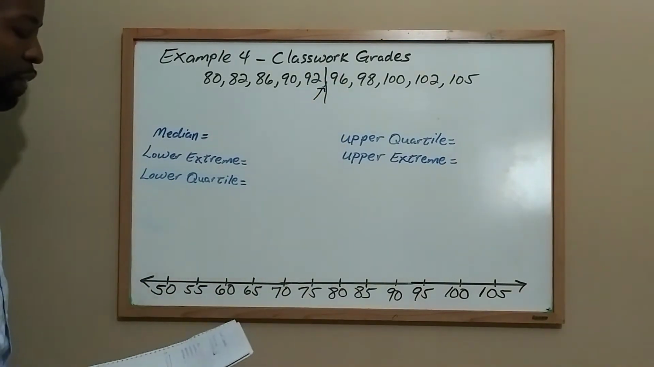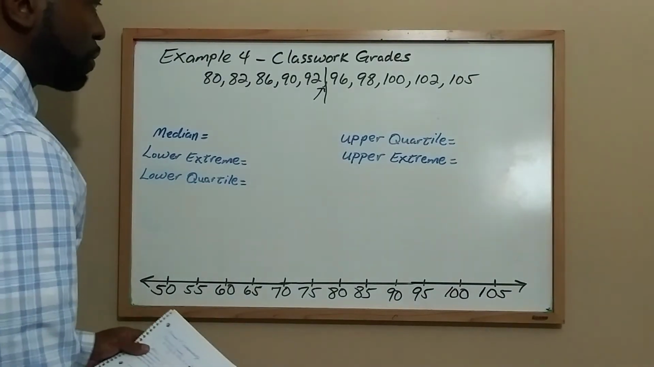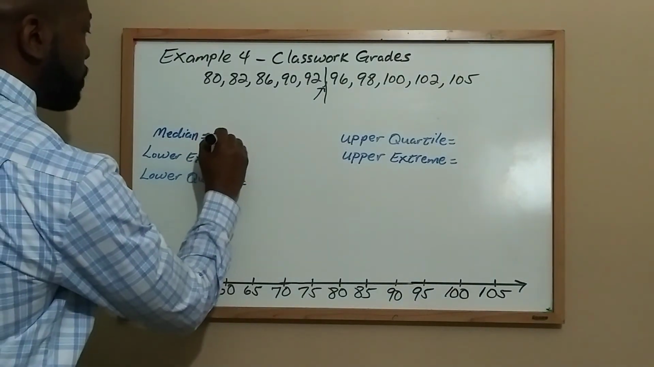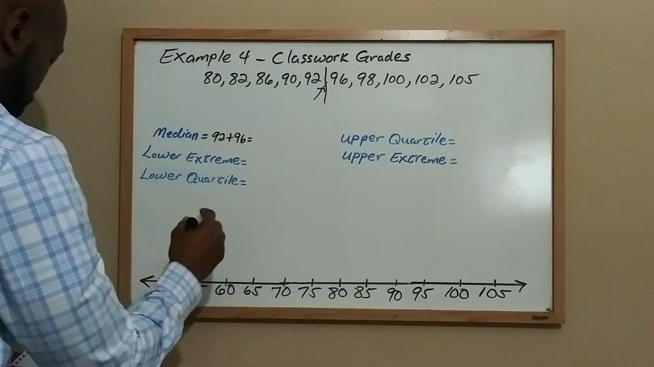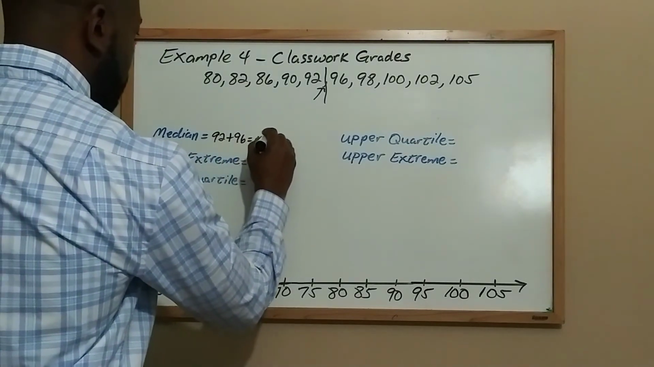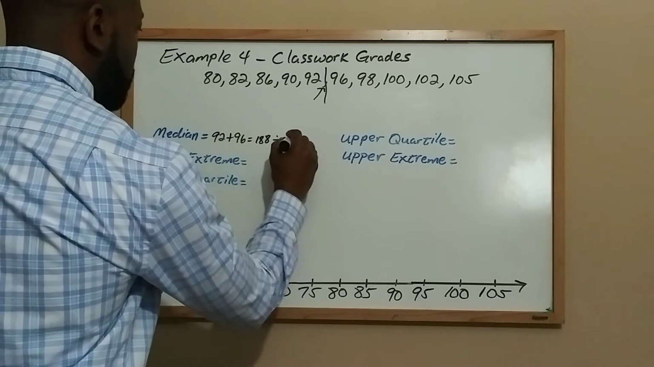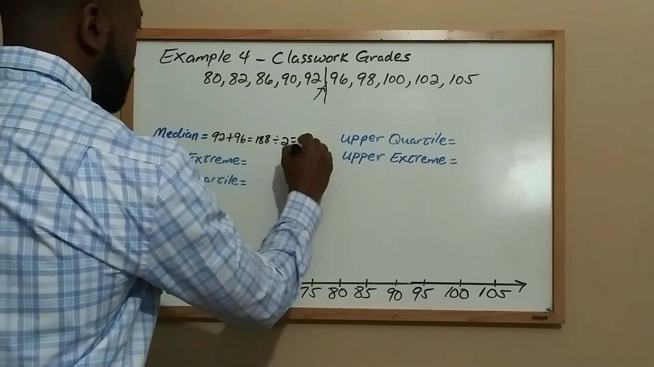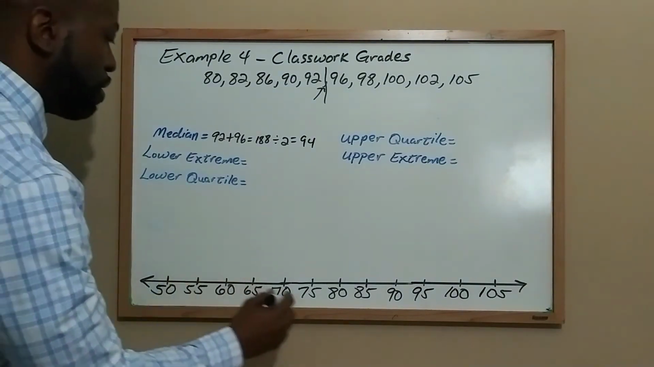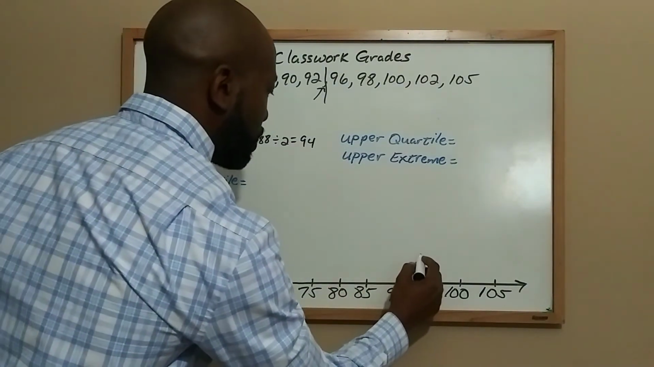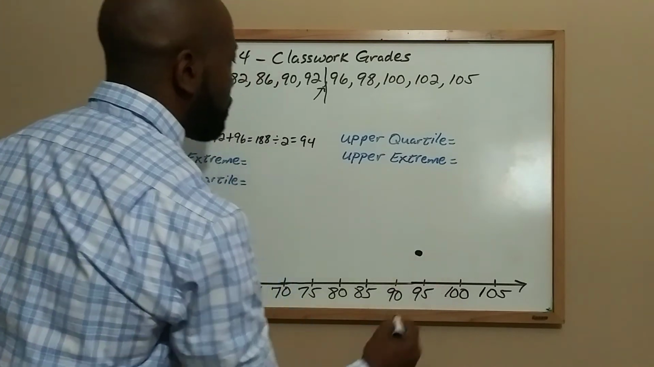So now I need to add those 2 numbers up and then divide by 2. So if I add up 92 plus 96, that gives me a total of 188. And 188 divided by 2 gives me 94. So the median is 94. So 94 is right before you get to 95 on the number line.